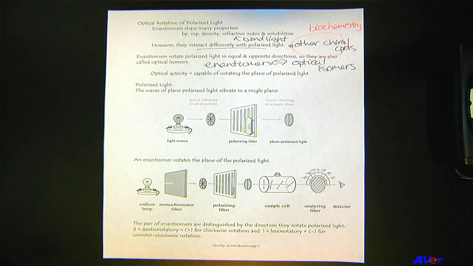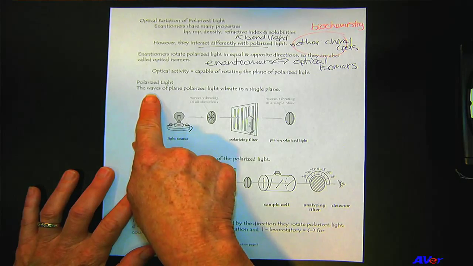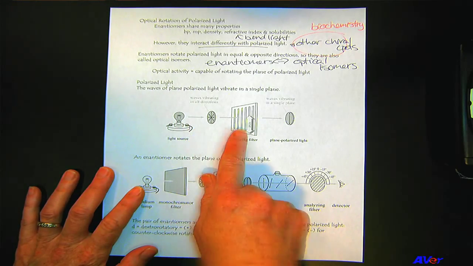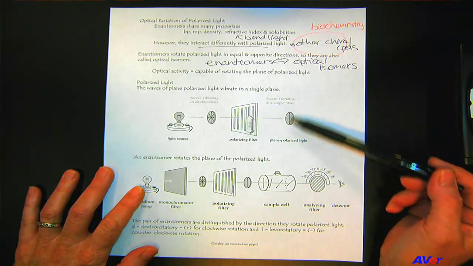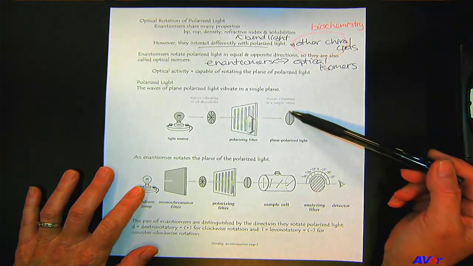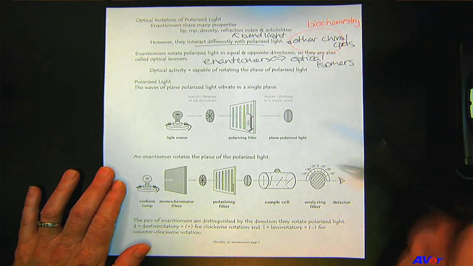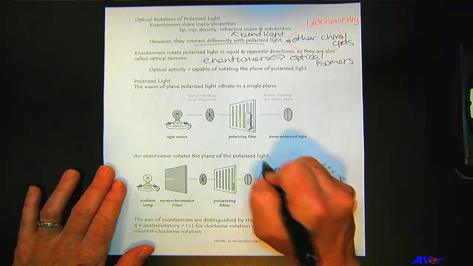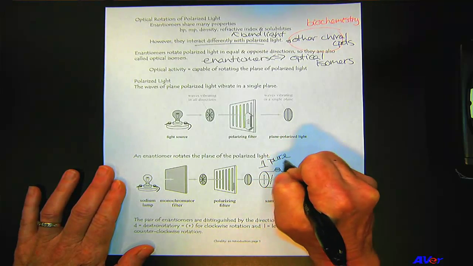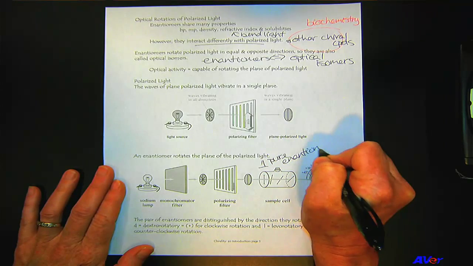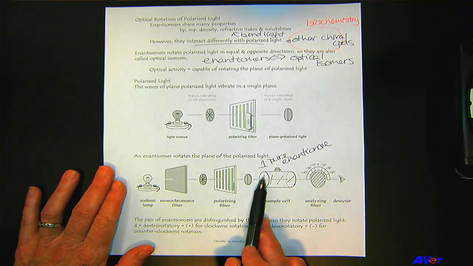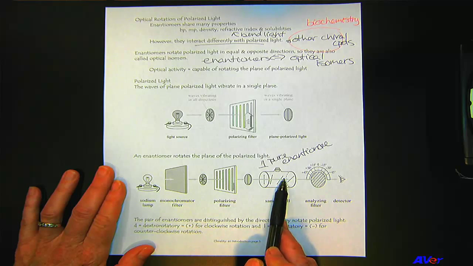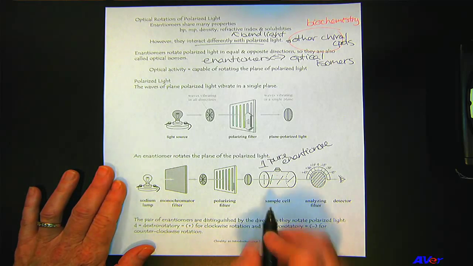It's important. Alrighty. So polarized light is where we have a filter, and it causes all of the light waves to vibrate within the same plane. And so then what happens is if we have one pure enantiomer, we have the plane polarized light. When the light interacts with the sample, the chiral compound rotates the light.